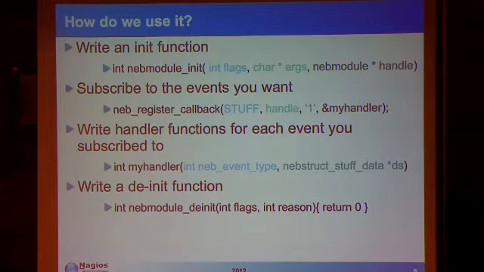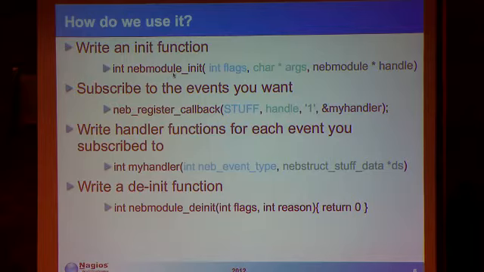It has to be called NEB module init. You're going to pass it some stuff, and one of the things that you're going to pass it is a handle of type NEB module star. And this is kind of an important thing for you to know about. This basically is a struct that represents you. So anytime Nagios needs to refer to your module, or anytime you need to refer to yourself or dereference some information about yourself, you're going to come back to this handle. But other than that, not much you have to worry about there.